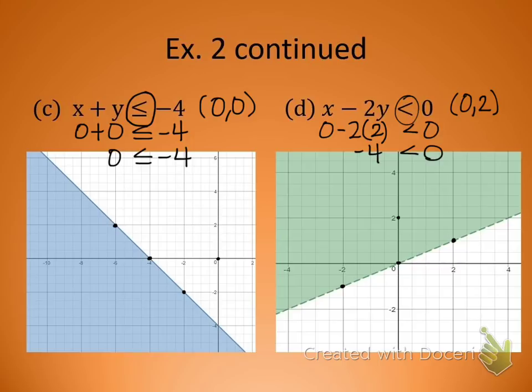When you find a point that makes a true statement, all of your shading is going to be on top of that point. So again, make sure you have your lines correct. Make sure you have your shading correct.